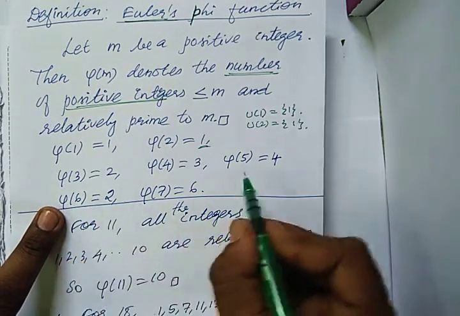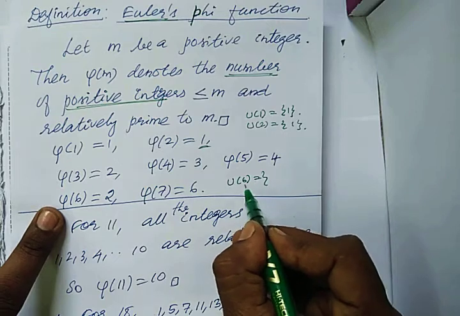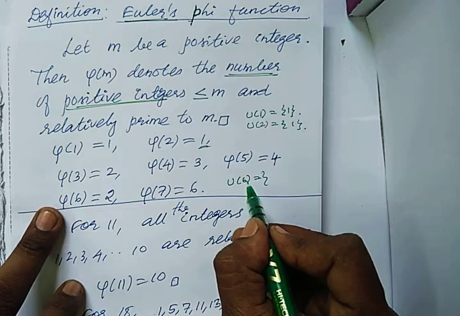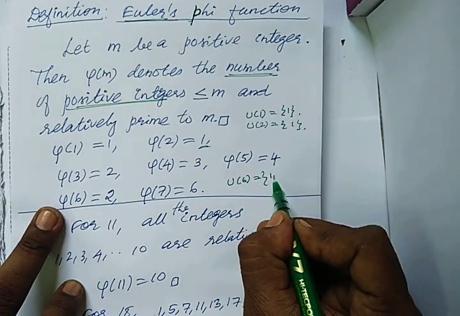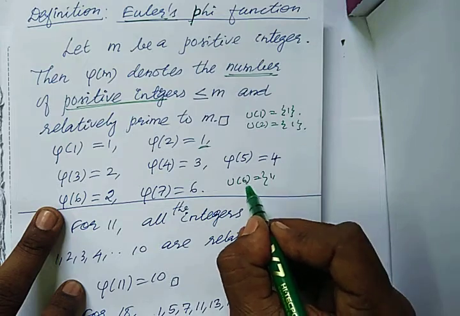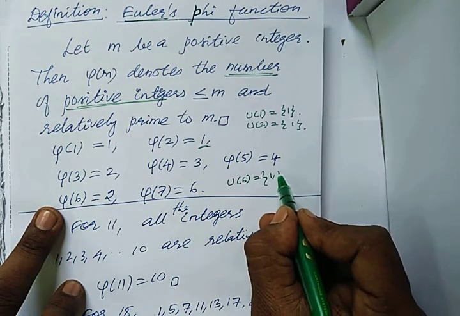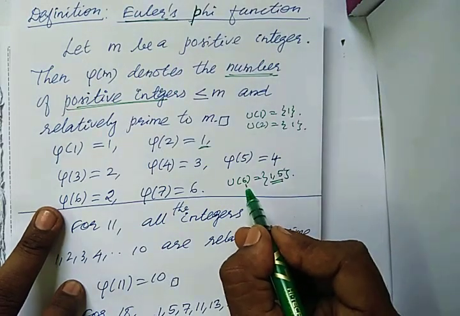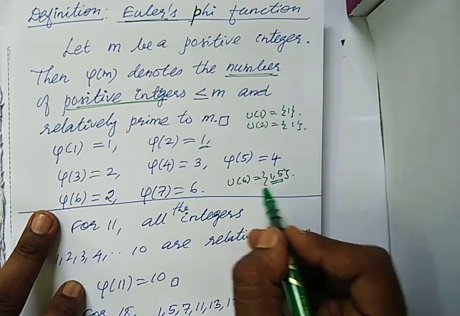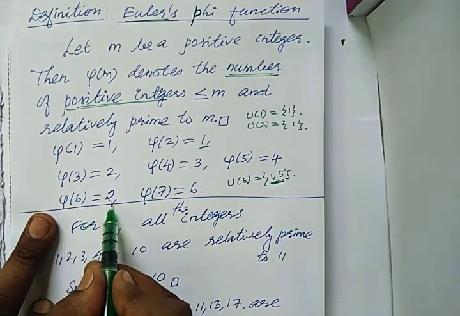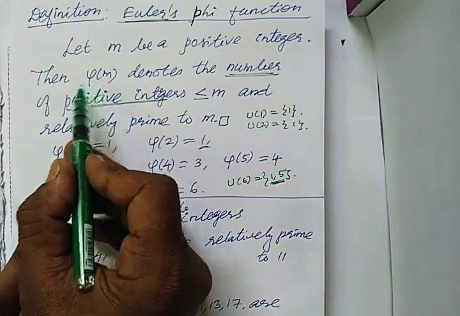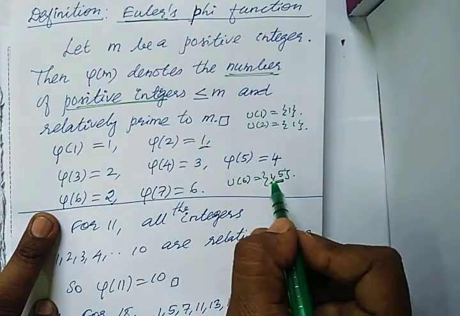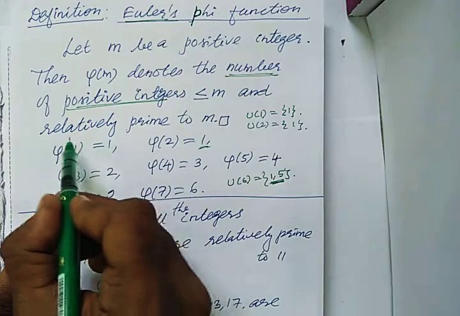And what is phi of 6? The set for 6 means all positive integers less than or equal to 6 and relatively prime to 6. This is 1, but not 2, because 2 is not relatively prime to 6. Not 3, not 4, but 5. So these are the only two positive integers less than 6 and relatively prime to 6. So phi of 6 is equal to 2. So this phi denotes the number of positive integers less than or equal to m, also relatively prime to m.